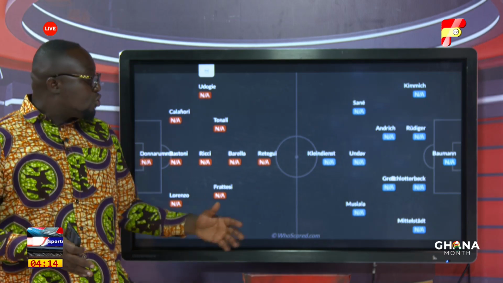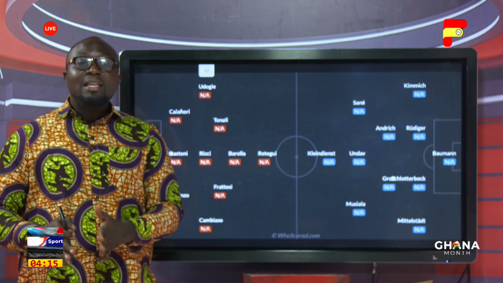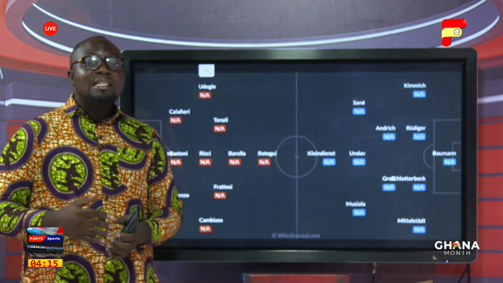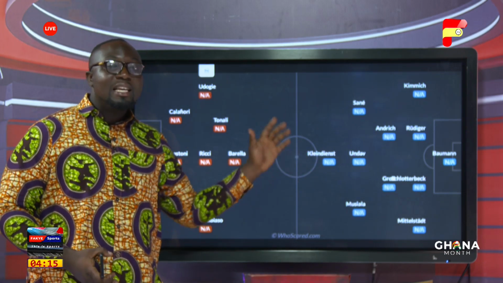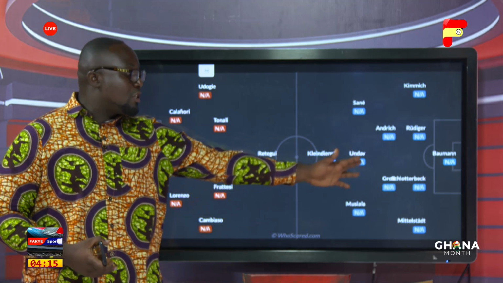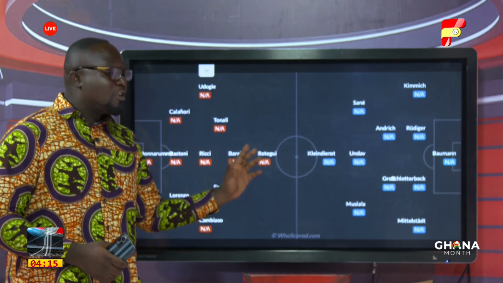Sandro Tonali and Nico Barella are the kind of people who can easily stop a lot of transitions and passes. The side of Italy brings a lot of things into the attacking terrain and into the defensive structure of the German national team.